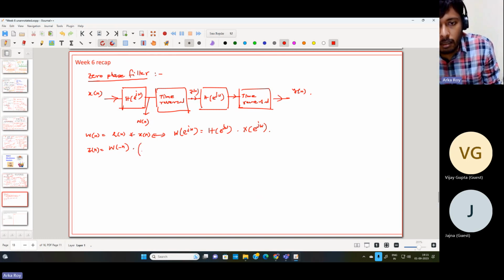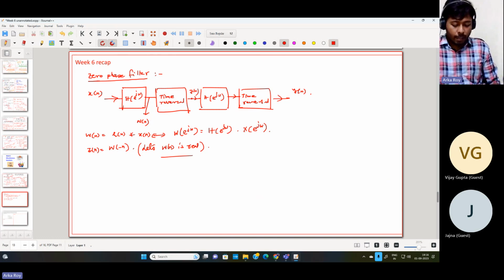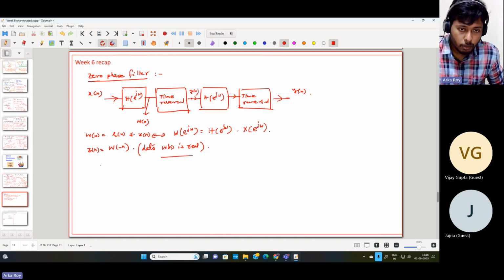Let us consider w of n is real. So whatever output I'm getting over here, that is real. So can anyone tell me, if the signal is a real signal, what is the relationship of the DTFT to the original one?